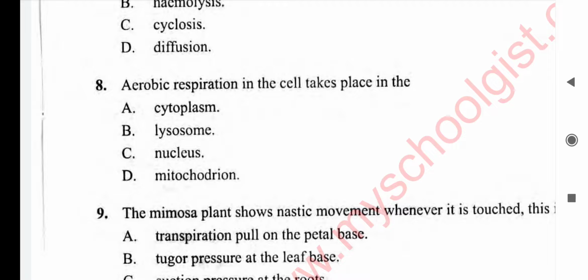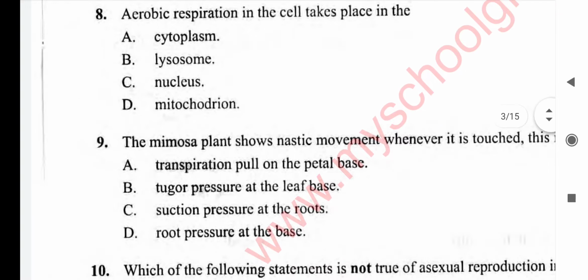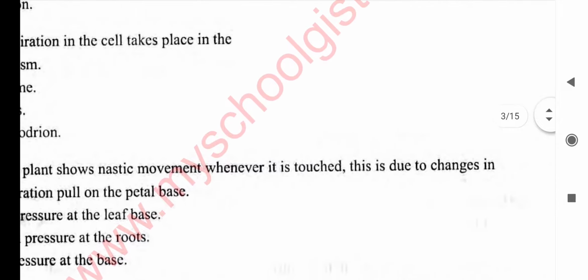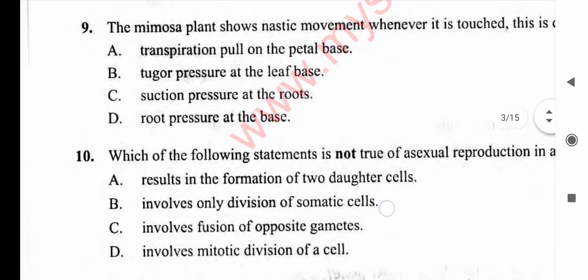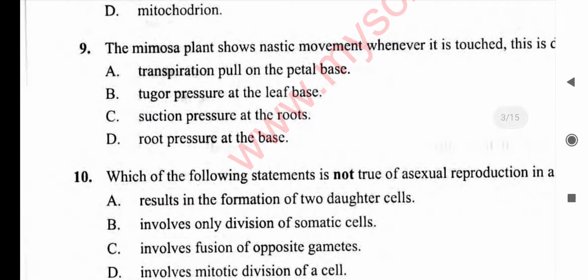Number 9. The mimosa plant shows nastic movement whenever it is touched. This is due to changes in A. Transpiration pull on the petal base. B. Turgor pressure at the leaf base. C. Suction pressure at the roots. D. Root pressure at the base.